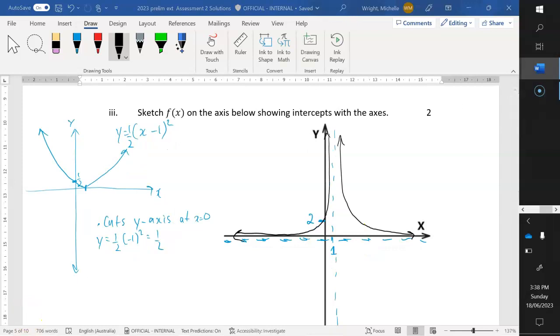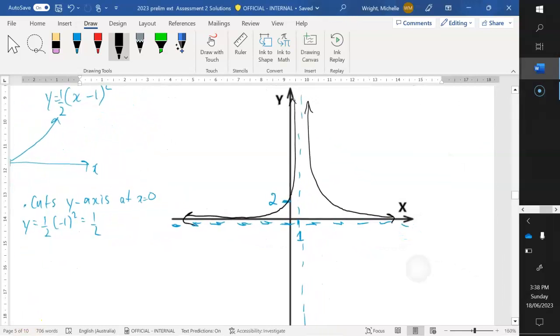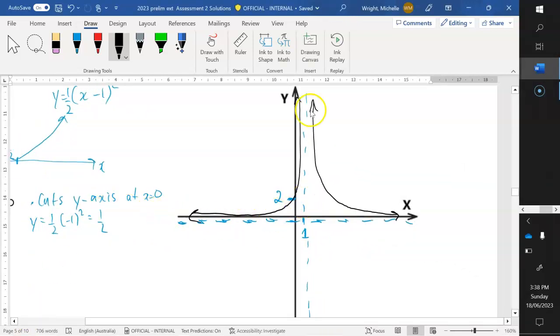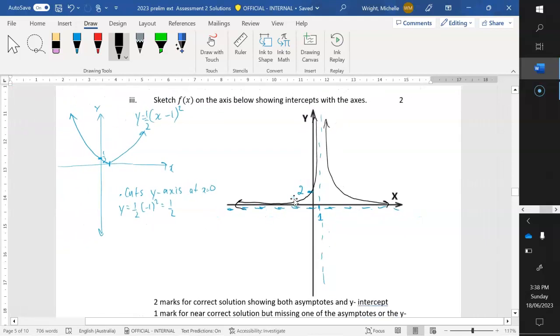So here's our graph. To get full marks, your graph needed to look like mine over here. You needed to show both asymptotes and you needed to show the y-intercept point to get the full marks. That was generally done fairly well.